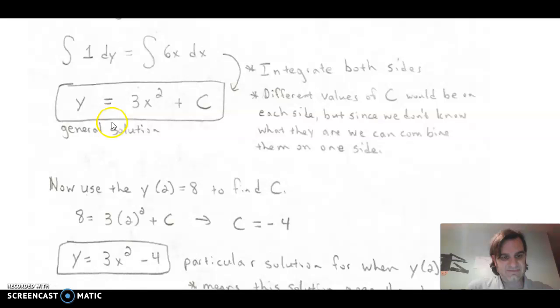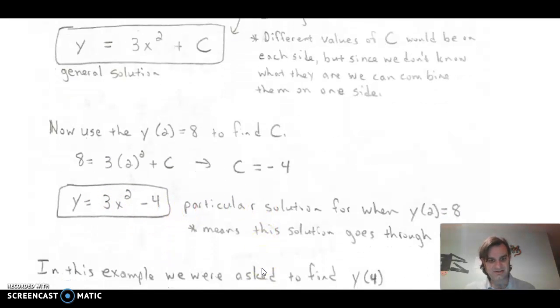It is not pinned down to a very specific place. But this is a solution, and we could kind of throw it back in the original equation and see if it balances both sides out. Now they also gave us something here, y of 2 equals 8. They gave us that in the beginning. So we could use that, and we could actually figure out what the c is. So we could throw in 2 for x and 8 for y, and if we solve it, we'll get -4. So now we have y equals 3x squared minus 4.